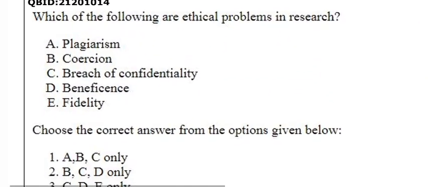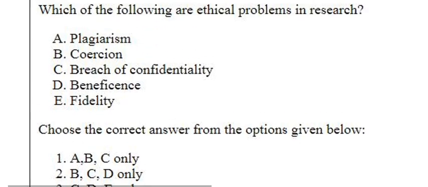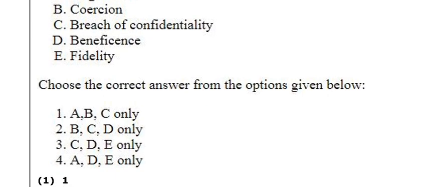Next is, which of the following are ethical problems in research? Plagiarism, coercion, breach of confidentiality, beneficence, fidelity. ABC, BCD, CDE, ADE. 14. It will be ABC.